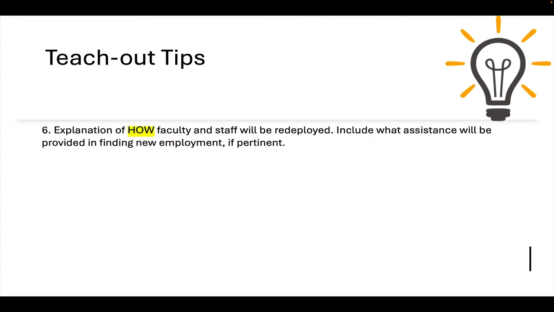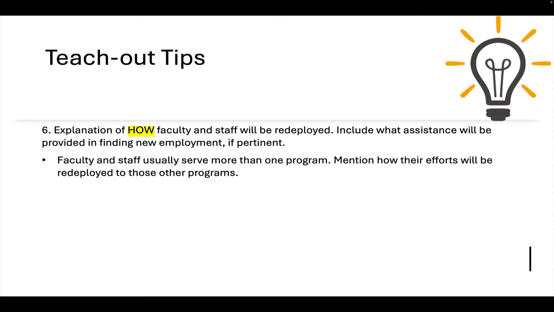Point 6, the last one here, is to provide an explanation of how faculty and staff will be redeployed, and include what assistance will be provided in finding new employment if pertinent. So very important to think about the fact that faculty and staff usually serve more than one program. When I was teaching in chemistry and biochemistry, I taught my organic chemistry courses. I served not only chemistry but also the biochemistry program. So I think this is true for the vast majority of faculty at the institution.